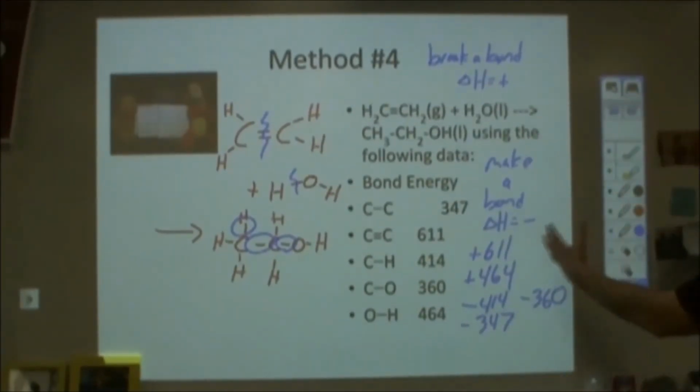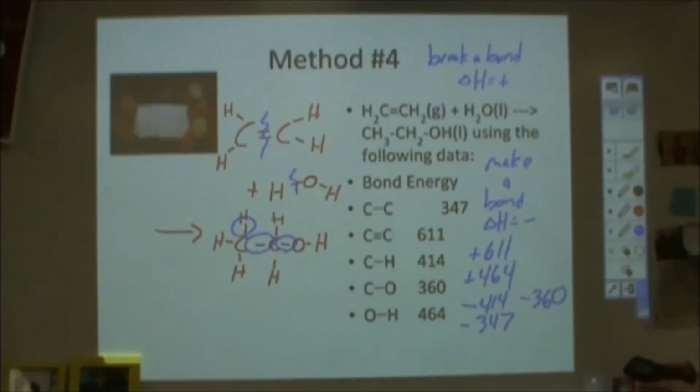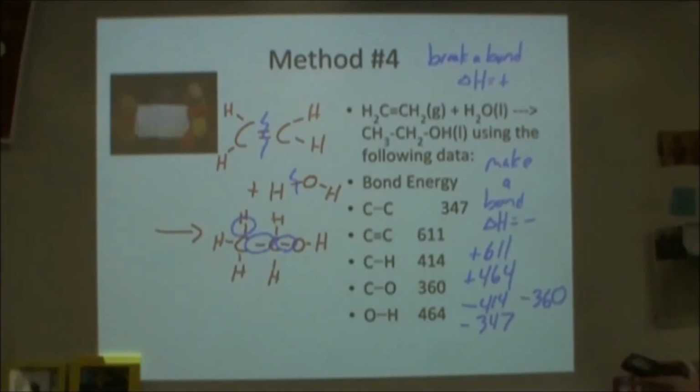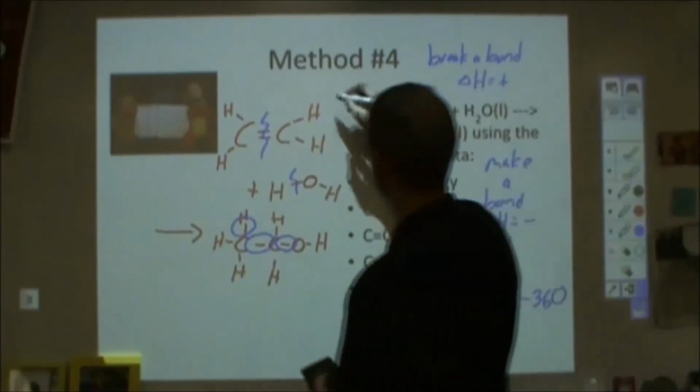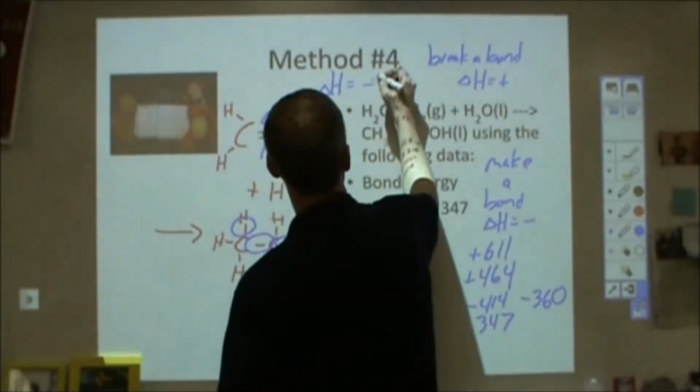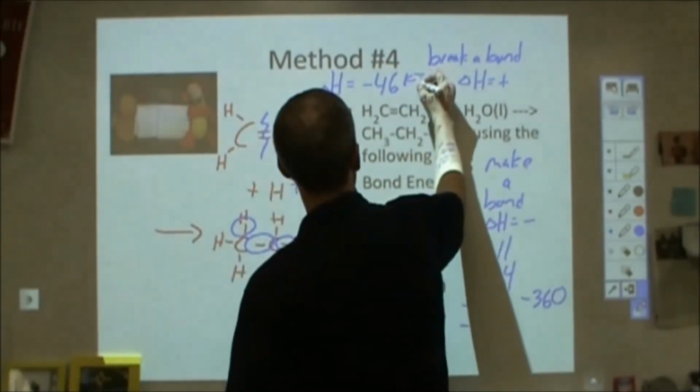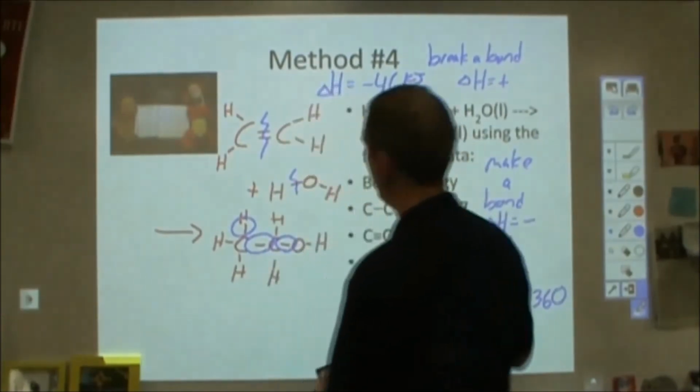Okay, so if I add all of this together, then the total that I end up with is what I would have for the total reaction. So 611 plus 464 minus 414 minus 347. So the total on this ends up being an enthalpy for the reaction of negative 46 kilojoules per mole of reaction.